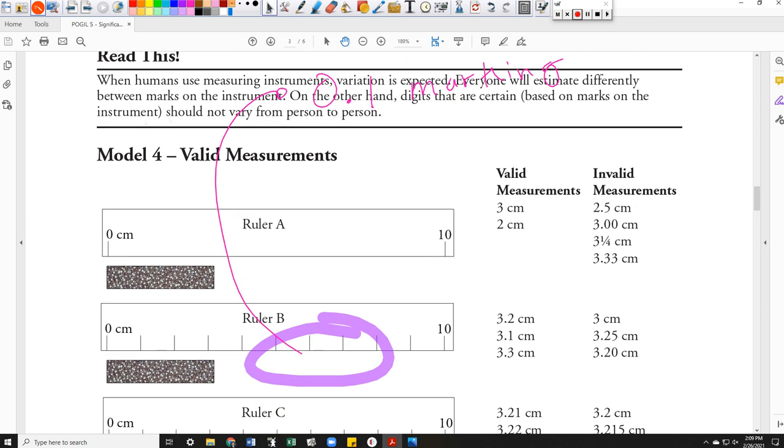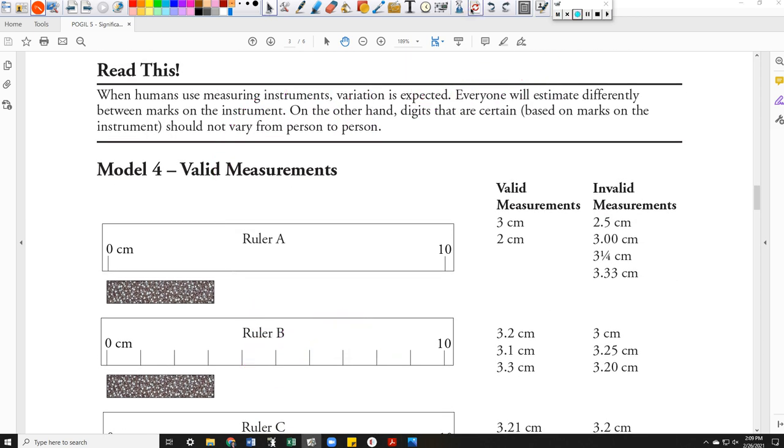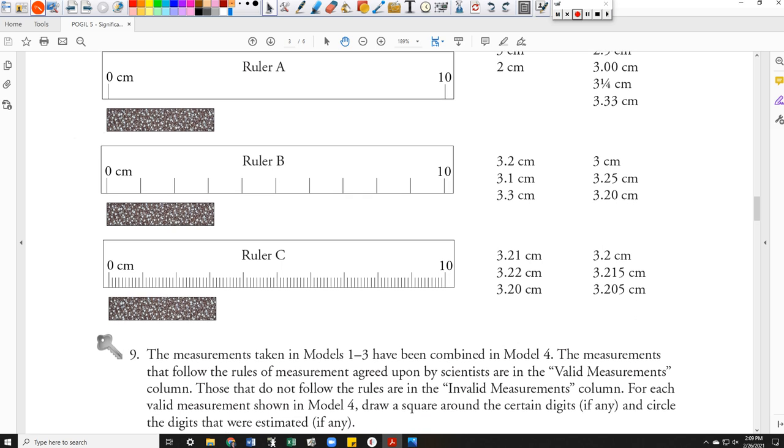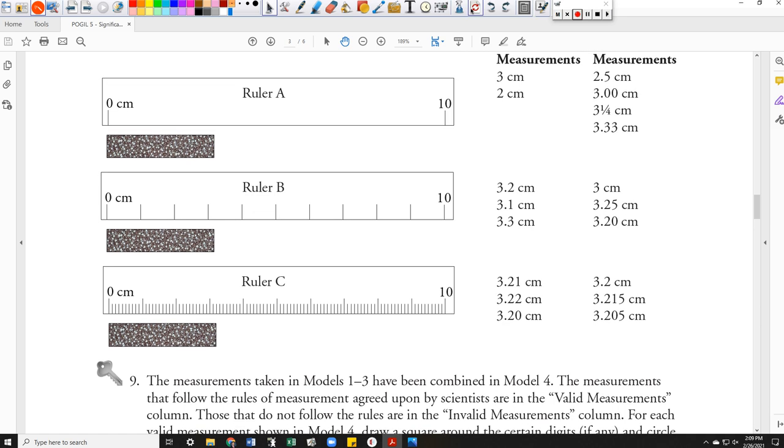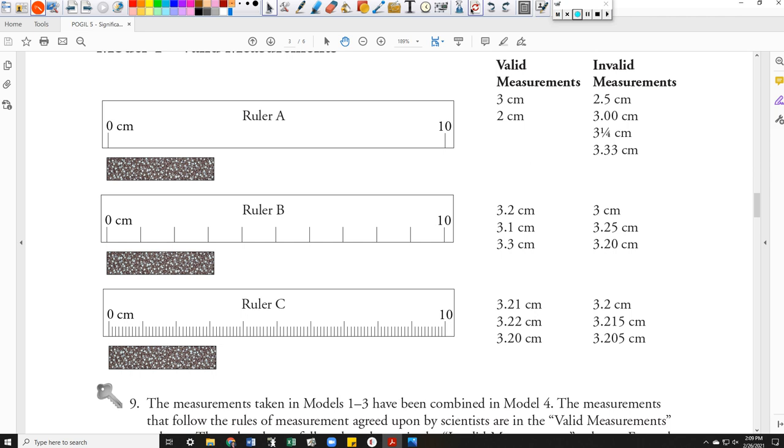Moving on. So, when humans use measuring instruments, variation is expected. Everyone will estimate differently between marks on instruments. On the other hand, digits that are certain based on the marks of the instrument should not vary from person to person. So, looking at all 3 of these, what they're basically asking you is, can you tell between the valid and the invalid measurements, and why some are valid and why some are not valid? Okay. So looking at ruler A, valid measurements are only 3 and 2.